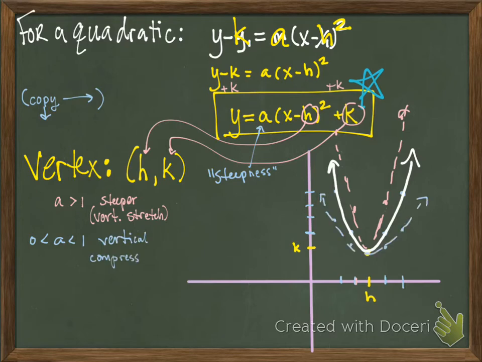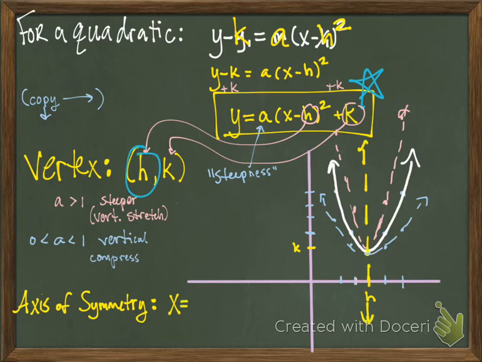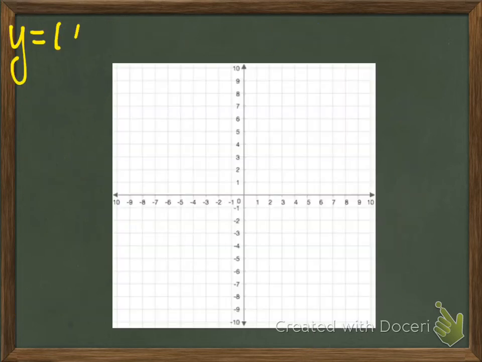or vertically squashed. And our axis of symmetry goes right through the vertex, and it's always going to be x equals this h value. So it goes right through the center, through the x value of h, so x equals h is the line of symmetry. All right, sorry, this is going to be a little bit longer, but let's see a couple quick examples here.